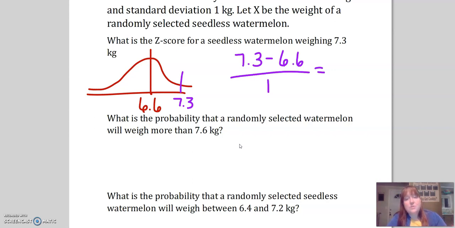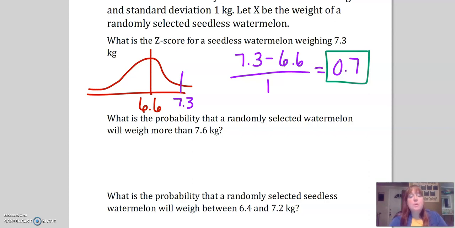So 7.3 minus 6.6 is 0.7. We divide it by 1, it's still 0.7. So this is our z-score. That means that 7.3 is 0.7 standard deviations above the mean.